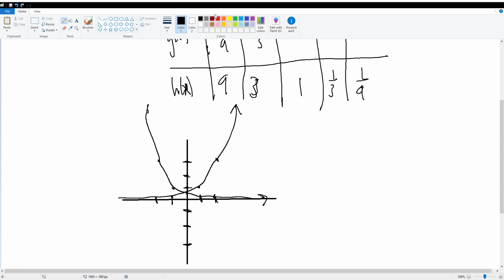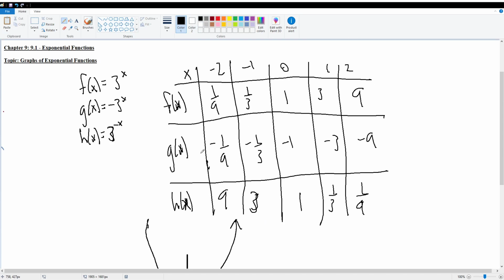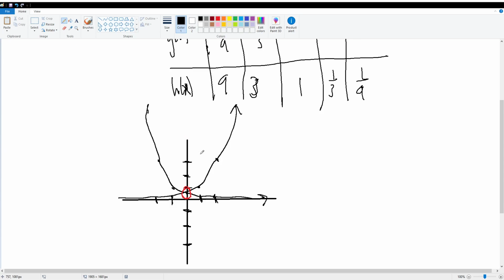But take note that both lines pass through the same y-intercept right here, and that they both share the same horizontal asymptote, which is the x-axis. But if we take a look at g of x, all the values are negative, right? So we should expect f of x, but flipped or reflected across the x-axis. So at -2 we have -1/9. At -1 we have -1/3, at 0 we have -1, when x is equal to 1 we have -3, and when x is equal to 2 we have -9.